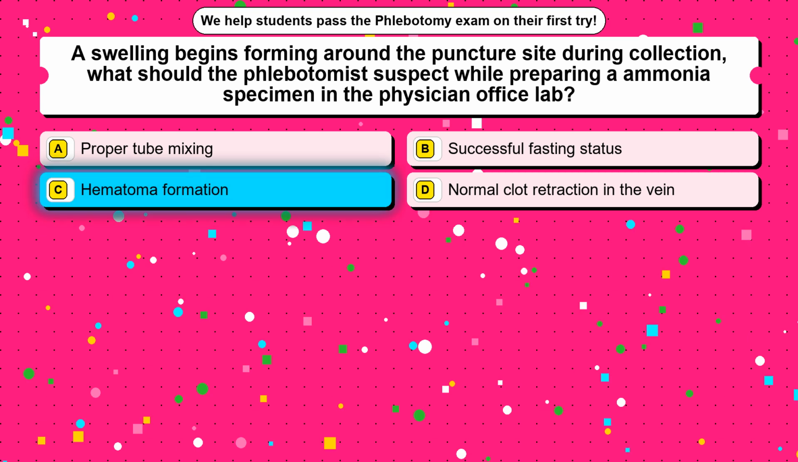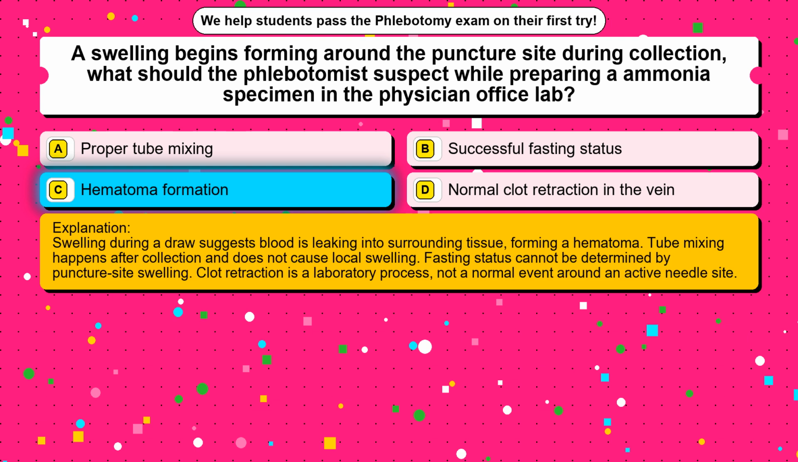The correct answer is option C. Hematoma formation. Swelling during a draw suggests blood is leaking into surrounding tissue, forming a hematoma. Tube mixing happens after collection and does not cause local swelling. Fasting status cannot be determined by puncture site swelling. Clot retraction is a laboratory process, not a normal event around an active needle site.